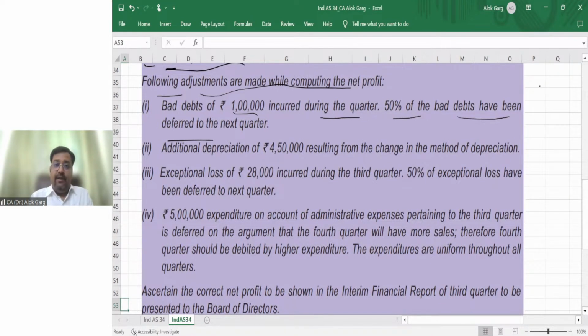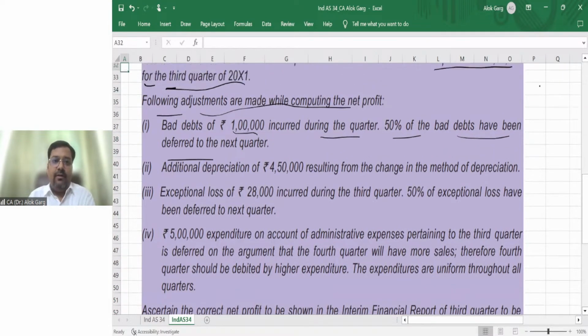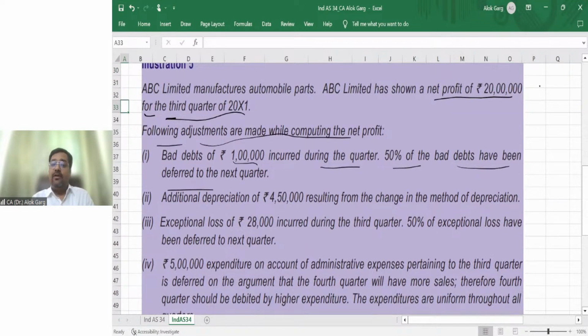Friends, in the interim period, in the third quarter, there was a bad debt. One of the debtors, one of the customers, has become bankrupt, and there was a bad debt, and the company has only recognized 50%. I mean to say 50,000 bad debt in quarter 3, and the company has deferred 50,000 of loss to the next quarter. Is that right? Answer is no. The losses and expenses have to be recognized immediately when they happened or when they were incurred.